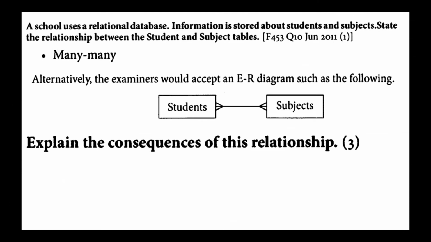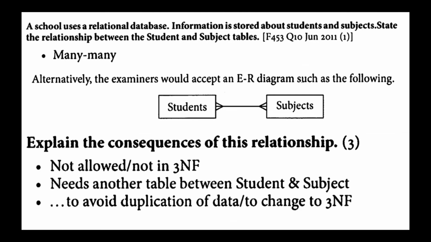Explain the consequence of this relationship. It is not allowed as it is not in third normal form. It needs another table between student and subject to avoid duplication of data. So you'll need to add in the bridge.